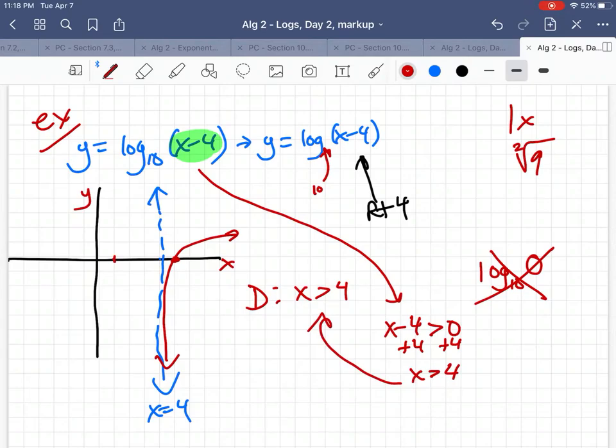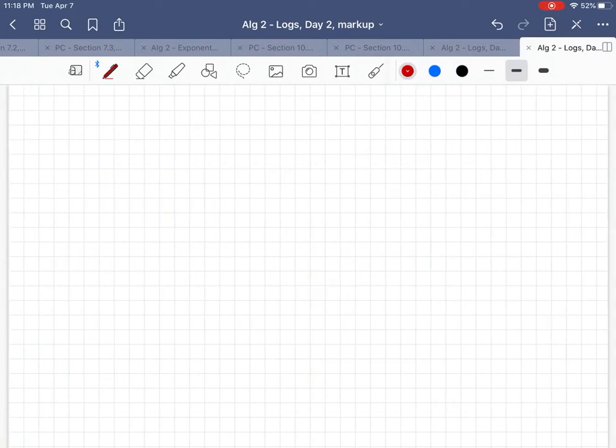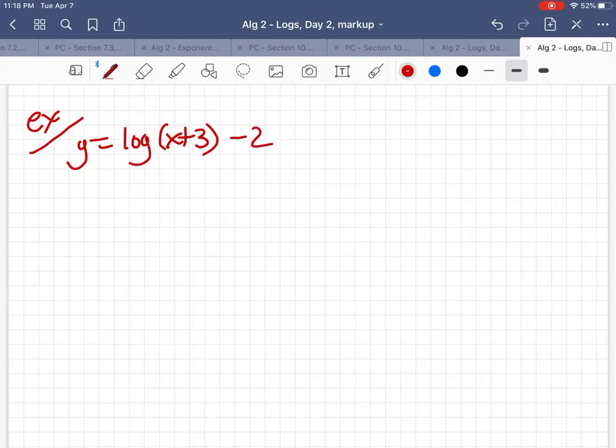All right, so let's look at a couple more. My next example, let's say I have y equals log(x plus 3) minus 2. This is moved from your basic log graph. It's moved to the left 3, and it's moved down 2. The only thing that moves the asymptote is the leftward motion.